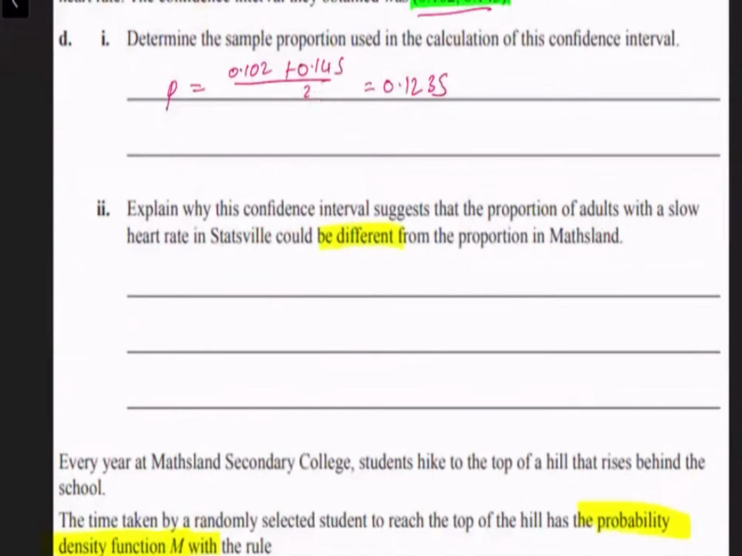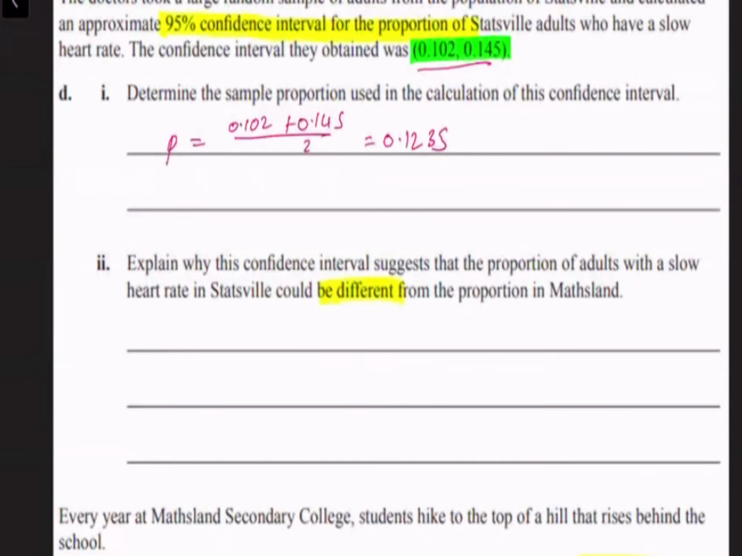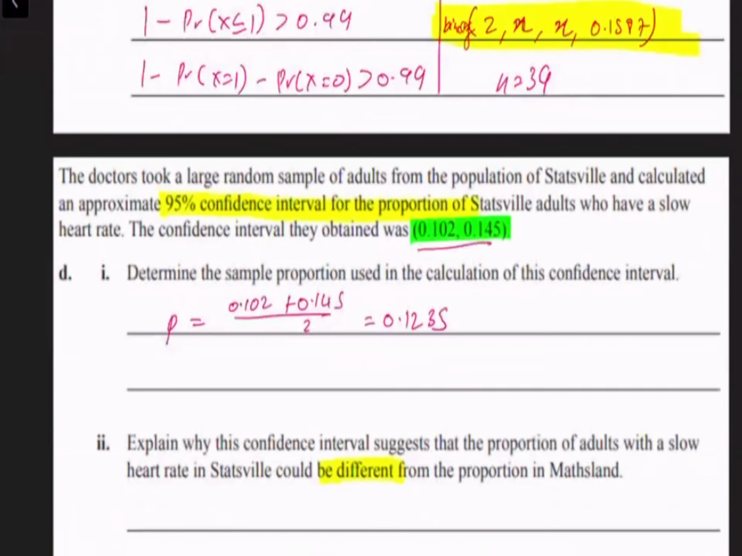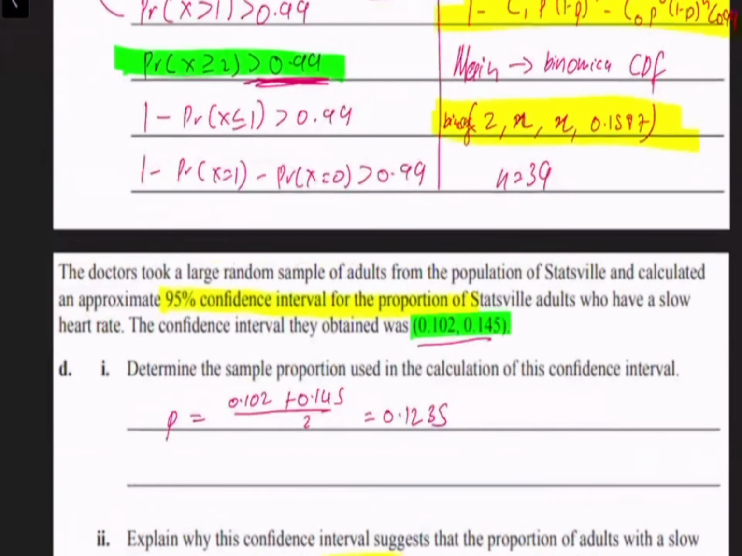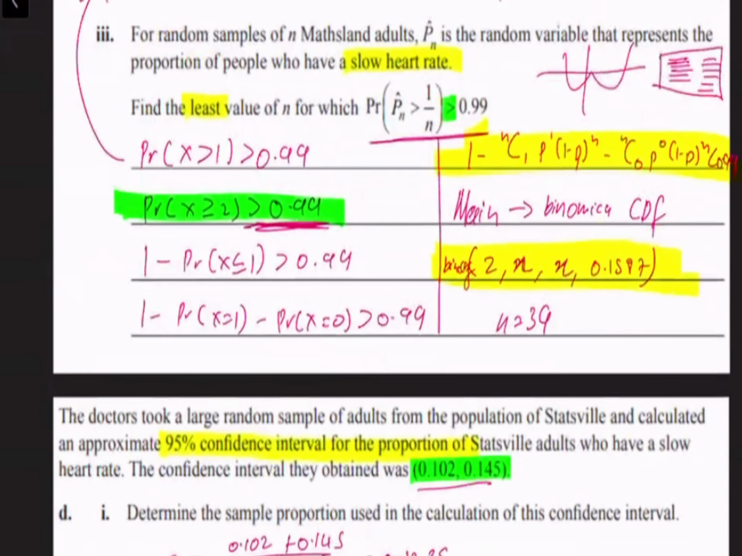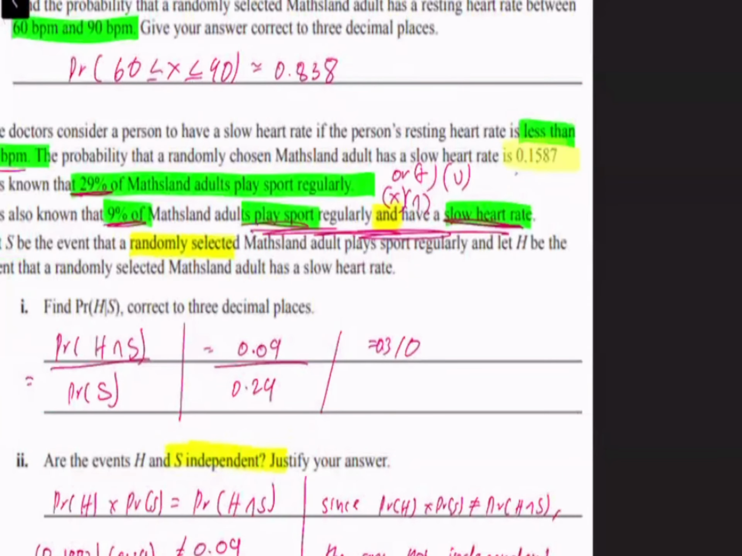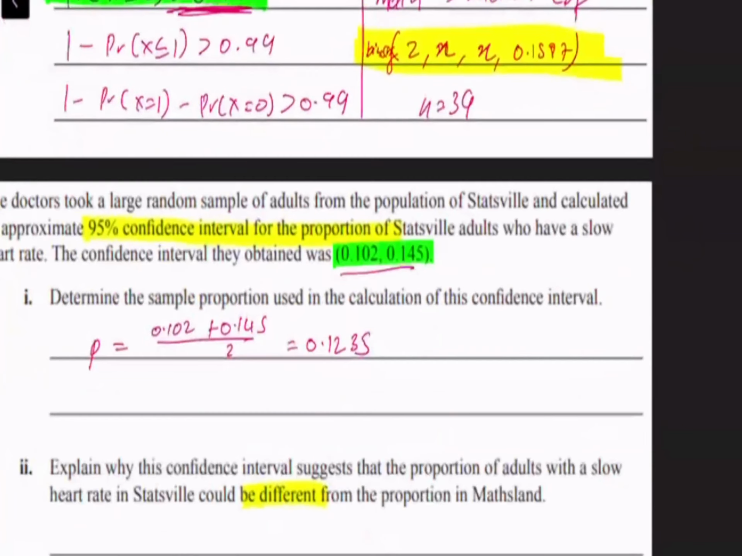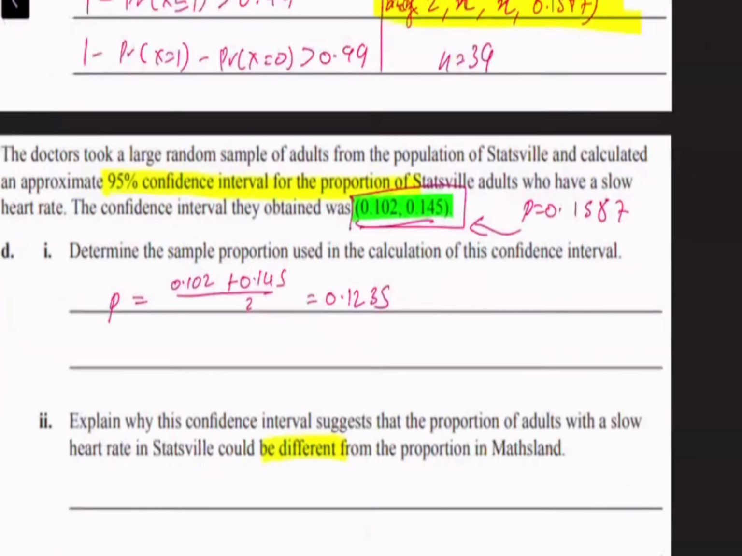So explain why confidence intervals suggest that the proportion of adults who are slow could be different from in Mathsland. If you remember from the NHT paper, all you have to do is point out that this value here, 0.187, is not a part of this interval here. The other one was 0.1587, I think. So you can clearly see that's not a part of this interval.